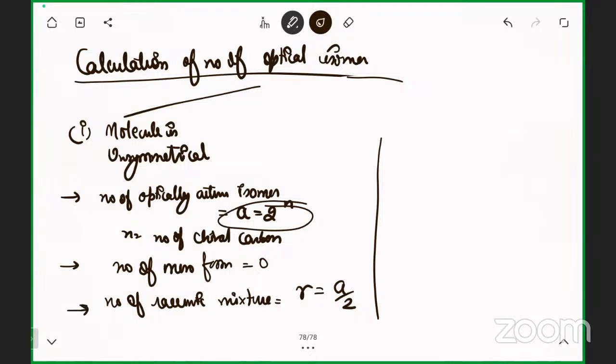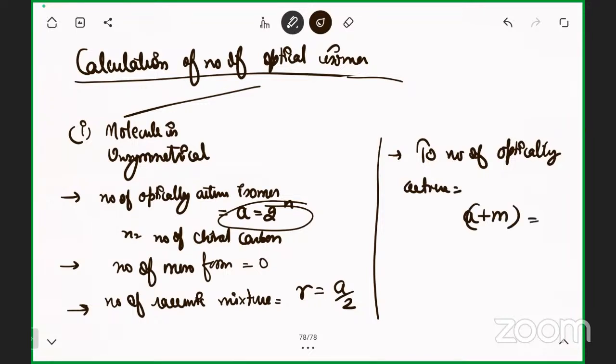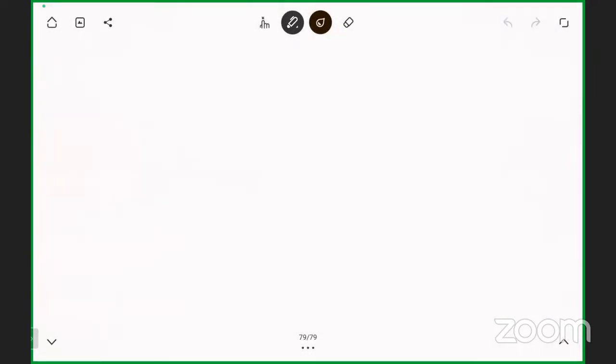Okay, and the last thing you can do in this is the total number of optically active isomers. You will use the formula A plus M equals 2 to the power n. Okay, either just add the A and M, or you can use directly 2 to the power n. Second thing is when the molecule is symmetrical.